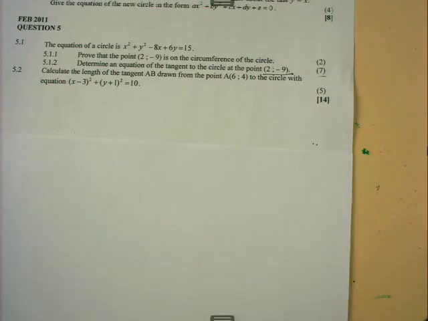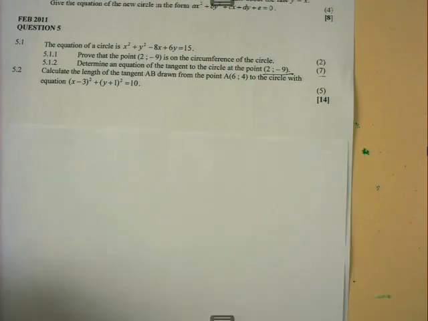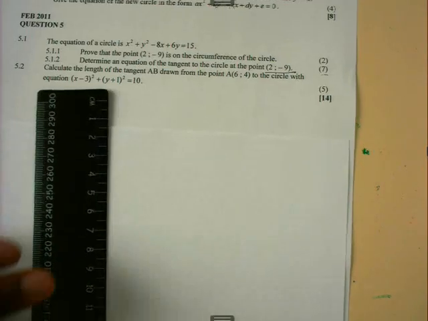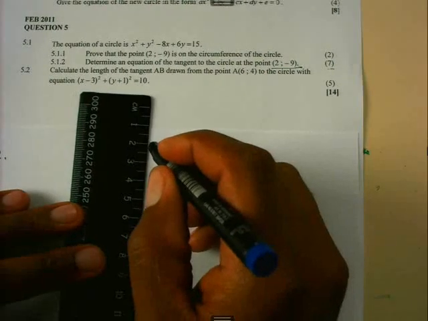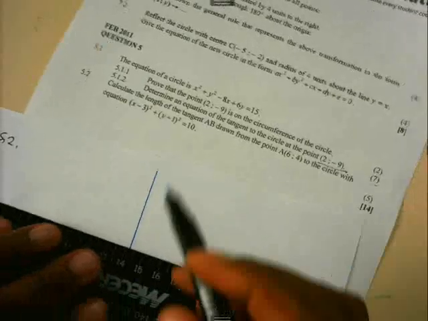Let us see, boys and girls, what is it that we're going to do here. The length of the tangent AB drawn from the point A to the circle of the equation x minus 3 all squared plus y plus 1 all squared is equal to 10. Right, let me try to have a sketch for this one. Boys and girls, this is going to be a rough sketch, so that at least we can have a picture of what we are going to do here.